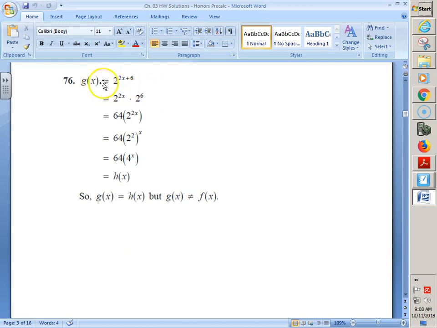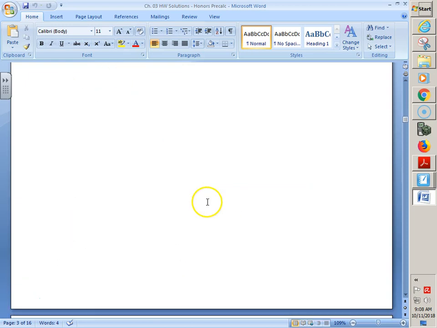The way to make the two functions match would have been to use the exponent property of addition of powers is multiplication of like bases. So you would have had to split that guy up. You could have changed 2 to the 6 to be 64. Then you could have pulled out that x and made 2 squared 4 to the x. So then you could go ahead and make that match with h. But it does not match with f. They are not the same.